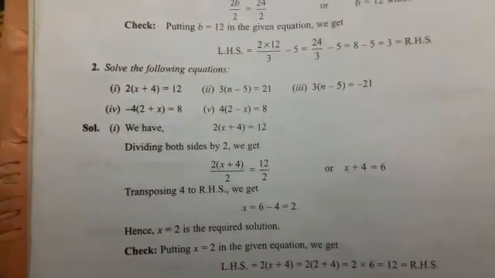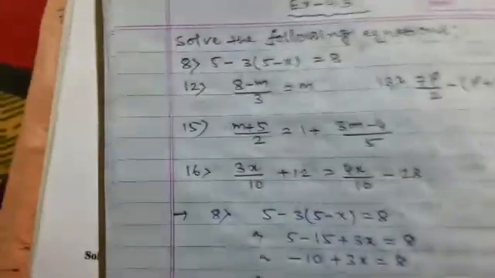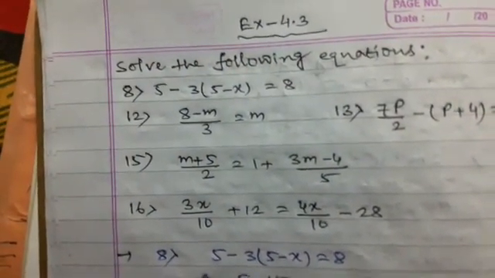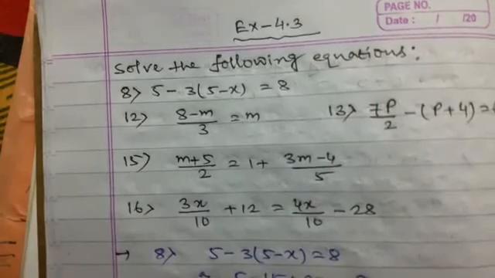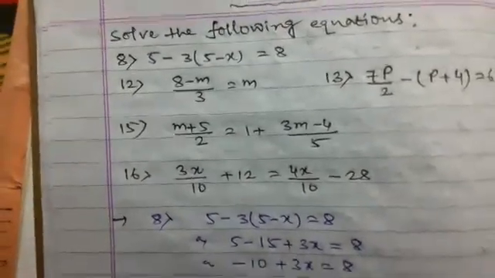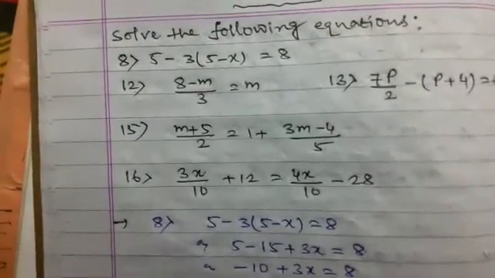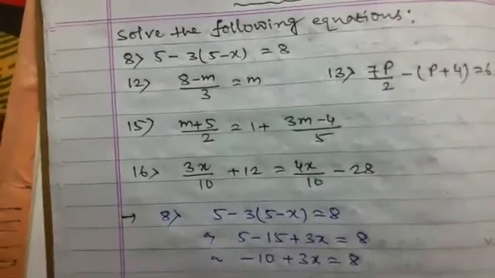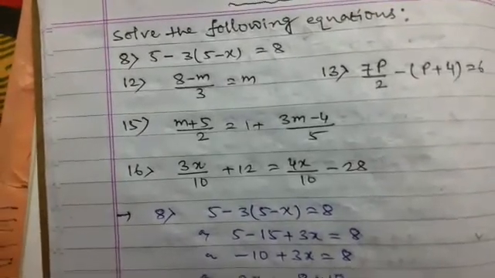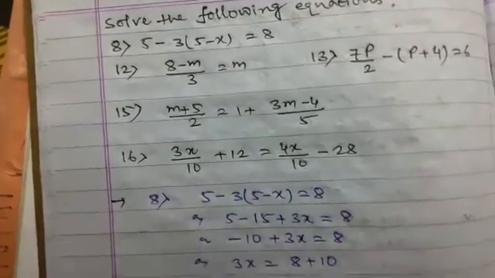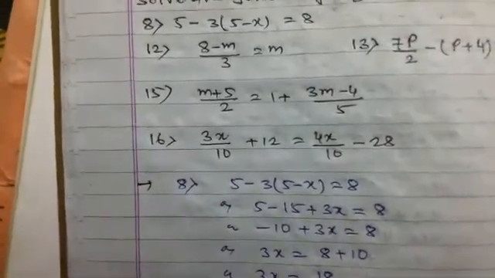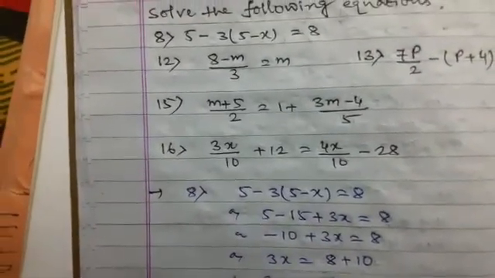Now I am coming to exercise 4.3. Solve the following equation. Number 8: 5 - 3(5 - x) = 8. One more thing I want to mention here, that I have done all the steps, but I have not written the statements. You can write the statements or not, that is your choice. It fully depends on you.